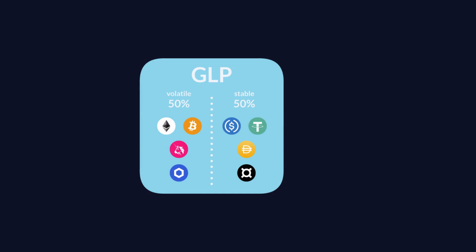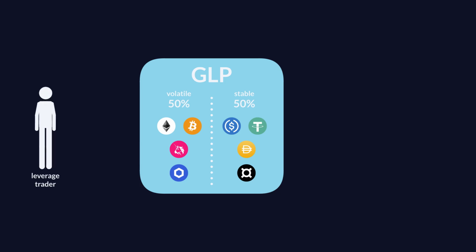Let's take a closer look at what's inside the GLP liquidity pool. It's made out of two types of assets: volatile assets, whose value changes with market movements, and stablecoins, which are pegged to the US dollar. The pool is split roughly 50-50 between these two types of assets.